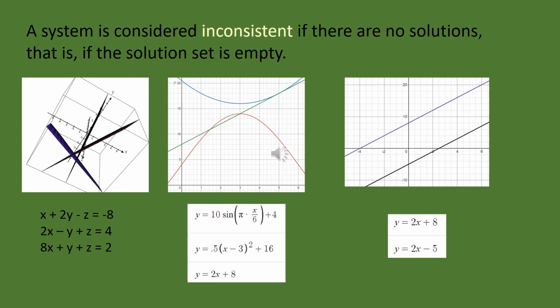And then the last example we're already fairly familiar with is parallel lines. We know parallel lines do not intersect because they have the same slope and thus are rising at the same rate. And if they don't start at the same place, they're not going to intersect ever. So that's another example of an inconsistent system.